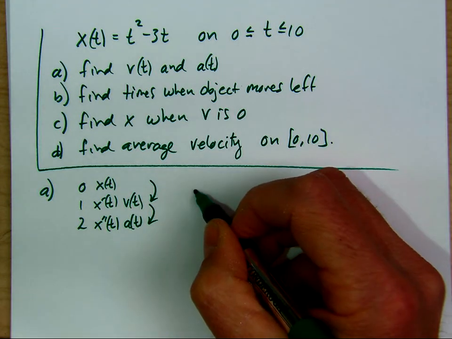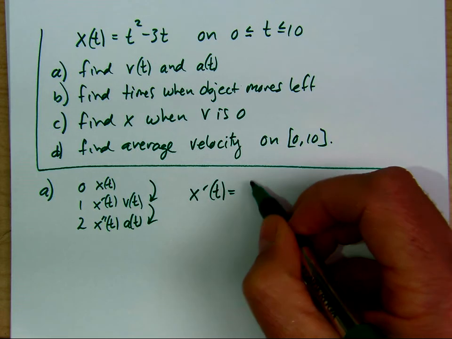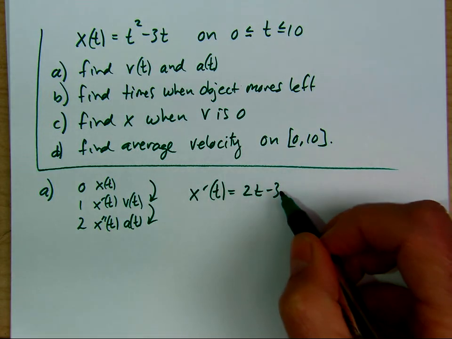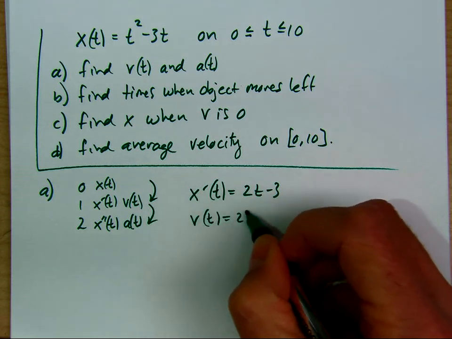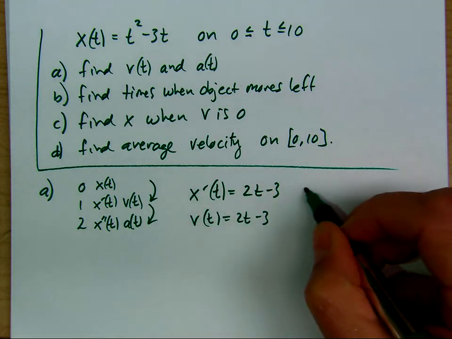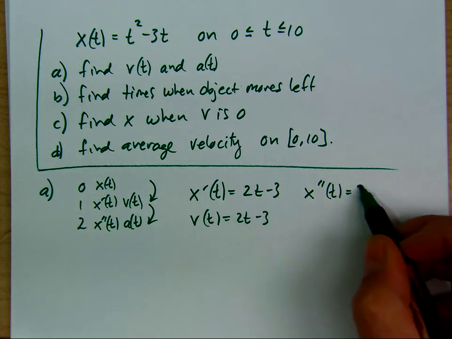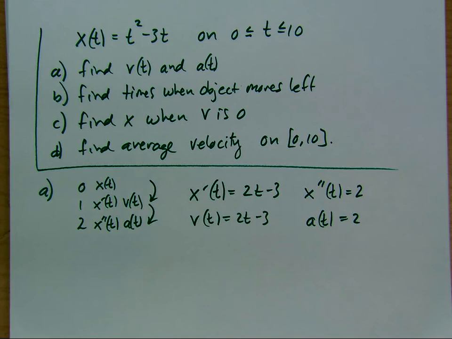So we need to have the derivative of x, and that's going to be 2t minus 3. So that is v of t. v of t is 2t minus 3. The second derivative would be the derivative of this, and the acceleration is 2.